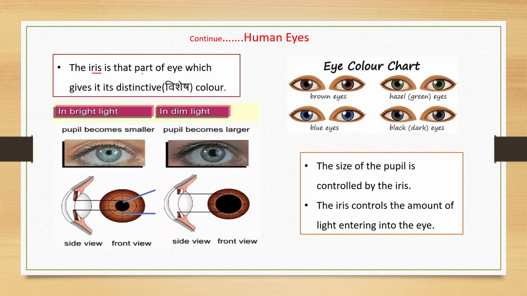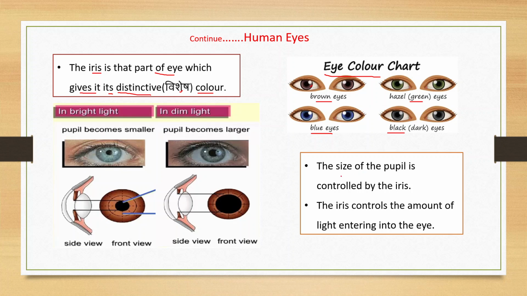The iris is that part of the eye which gives it its distinctive color. आप देखते होंगे किसी व्यक्ति की आंखें भूरी होती है, ब्राउन होती है, किसी की ब्लू होती है, किसी की ब्लैक होती है, तो ये इस आइरिस की वजह से होता है. See this eye color chart. This iris is brown, so eyes are brown. This is green, blue eyes, black eyes.